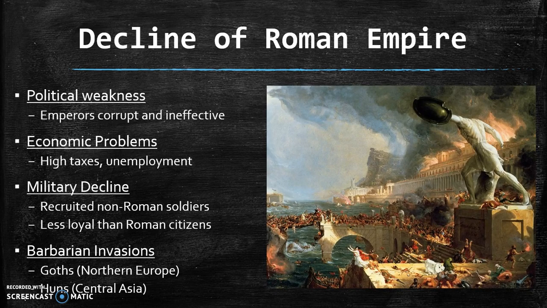Let's first talk about the reasons why the Roman Empire began to lose its power. It started with political weakness. The emperors were corrupt and ineffective, and they were not able to administer such a great empire effectively. They also begin to experience economic problems that lead to high taxes imposed on the lower classes and also a rise in unemployment. The military also began to lose its power because it recruited non-Roman soldiers who were not as loyal as Roman citizens. And on top of that, the empire began to see a surge of invasions from barbarian tribes that were coming from the northern parts of Europe and Central Asia.